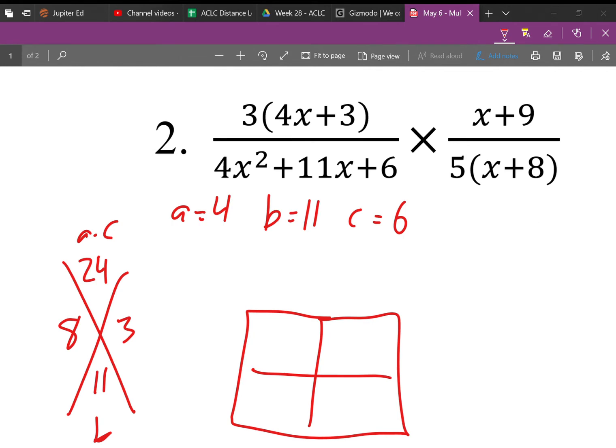So I put the first term, 4x squared, on the top left. I put the last term, 6, on the bottom right. And then the numbers I came up with, they both get an x. So it becomes 8x and 3x.